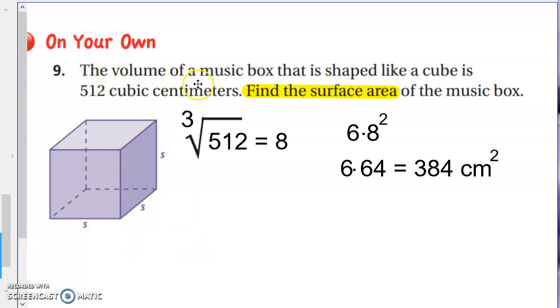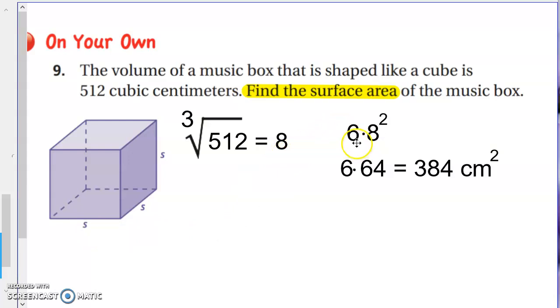All right, so this one says the volume of the music box that is shaped like a cube is 512 cubic centimeters. Find the surface area of the music box. Well, first thing I need to find is what the side length is. If the volume is 512, that means I need to find the cube root of 512 to figure out what one of these side measures is, and that, of course, is 8.